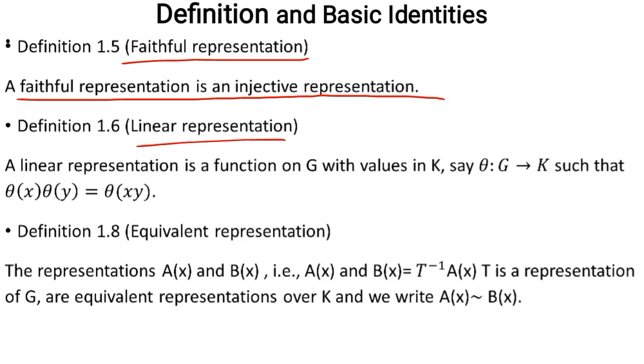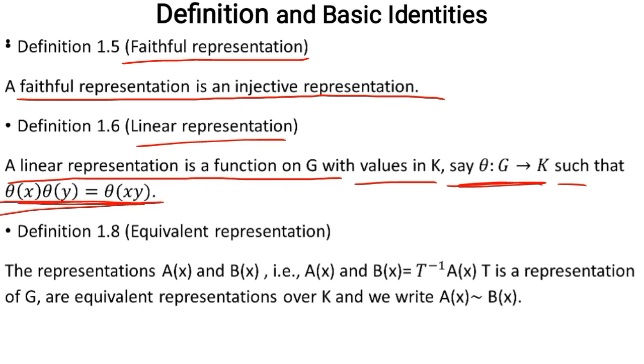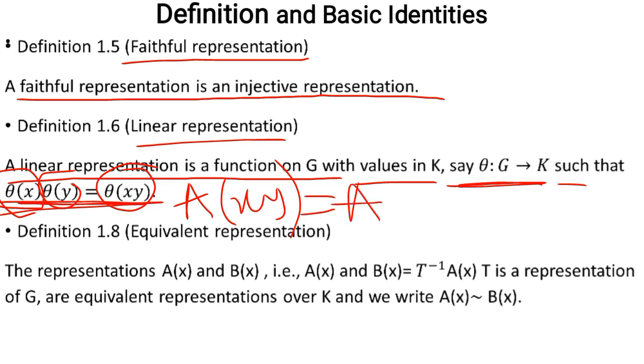While a linear representation is a function on G with values in K, such that this holds, more like a homomorphism, because it is actually a homomorphism. If you take the homomorphism over x and over y, it's the same as taking the homomorphism over xy. So for a linear representation, if you say A is a representation, you're simply saying if I take A(xy), that's going to be the same thing as A(x) times A(y). That's what we're saying.